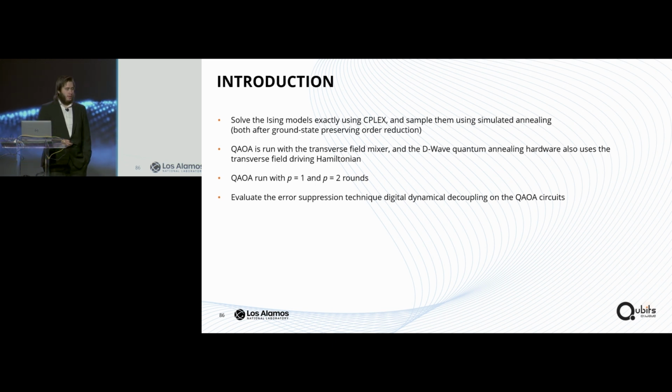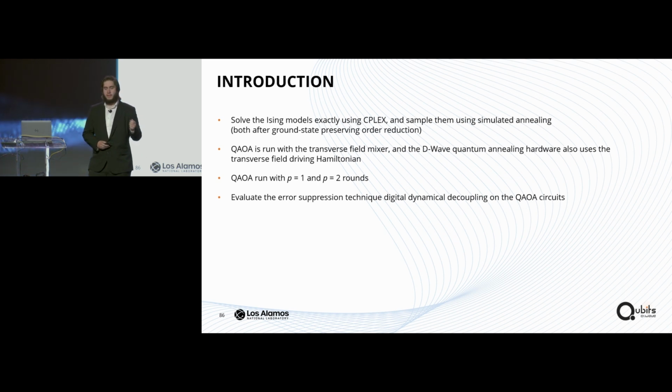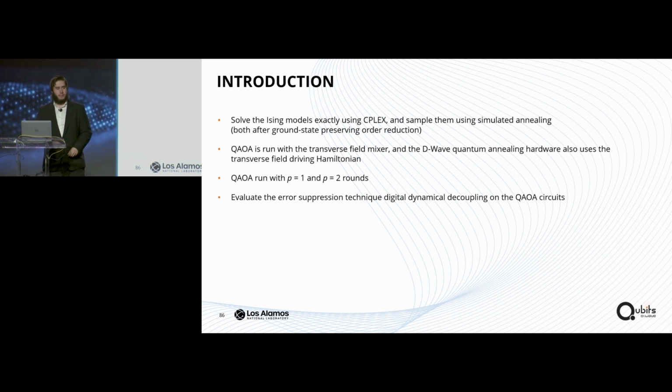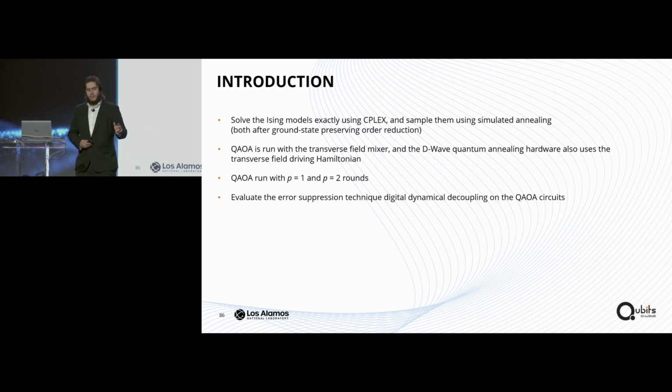We ran QA-OA with 1 and 2 rounds. Here, rounds and that variable p denotes time steps. So this is how long we are running this algorithm. What you should expect is that if p is larger, or the number of rounds is larger, that means that we will get better solution quality, at least in a noiseless setting. And we also evaluated this kind of open loop control error suppression technique called dynamical decoupling on the QA-OA circuits. This is a gate model system error suppression technique.